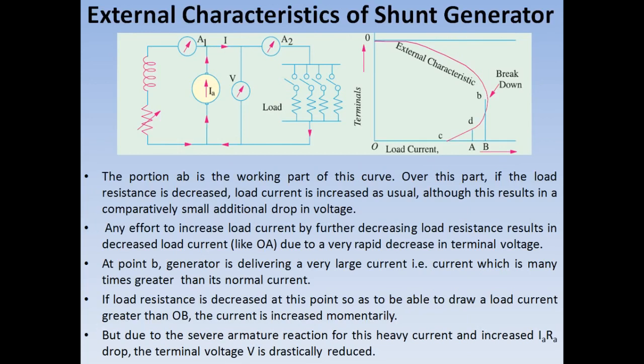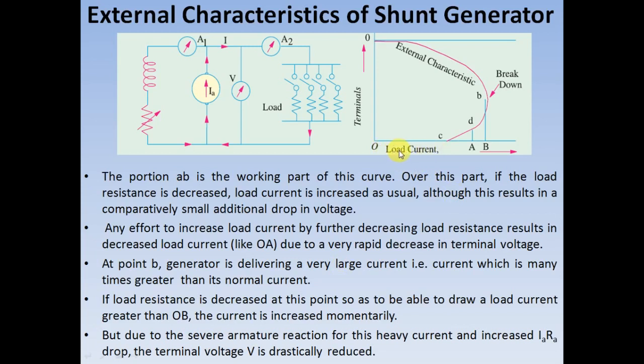Now let's see the external characteristics of shunt generator. The circuit arrangement to plot the external characteristics is shown here. External characteristics is actually plotted between the terminal voltage and the load current. In order to measure the terminal voltage, this voltmeter is used, and the load current, this ammeter is used. So external characteristics is plotted between the measurements of this voltmeter and this ammeter, that is ammeter A2, and it is being shown here.